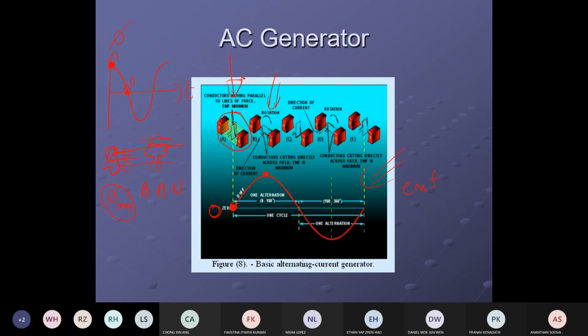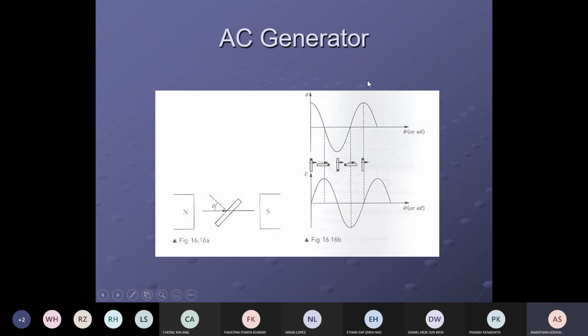Let's go to the next picture. This diagram shows it better. You see the first diagram on top. In this case, the coil is vertical, right? The flux is maximum, but the EMF induced is zero. You know why, right? According to Faraday, EMF is the negative rate of change of magnetic flux linkage.